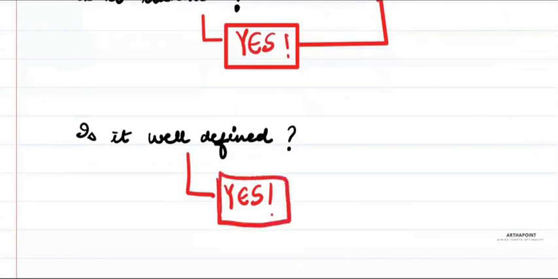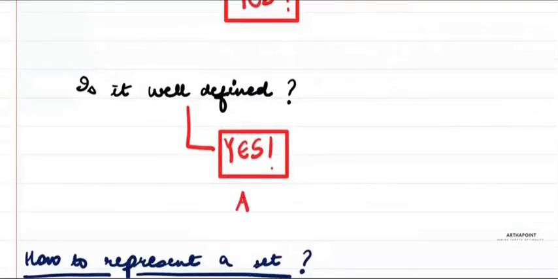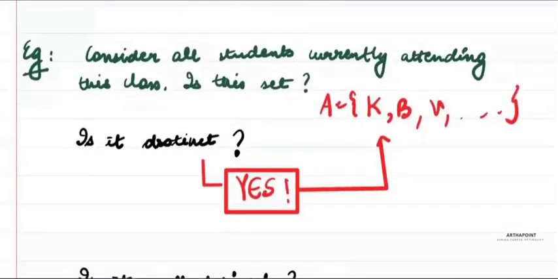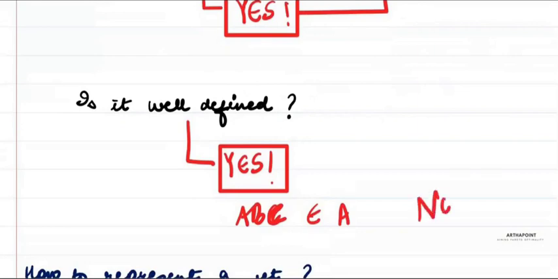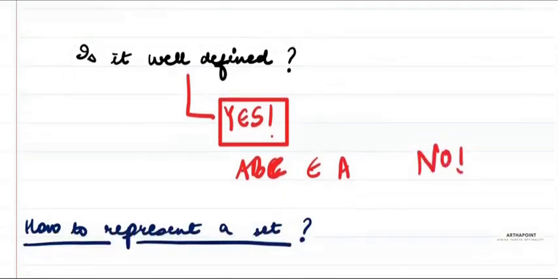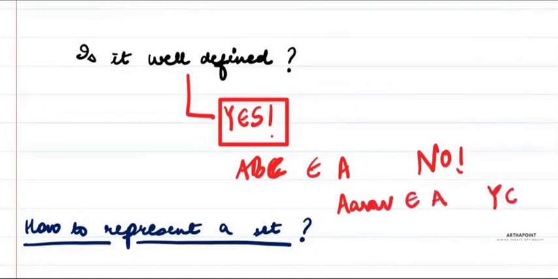Because if you ask me whether person A, B, C belongs to this set, my answer is no. Does Arav belong to the set? My answer is yes. So just by knowing how my set is defined, I am able to tell you whether an element is part of my set or not. And in that sense, my set is definitely well defined.